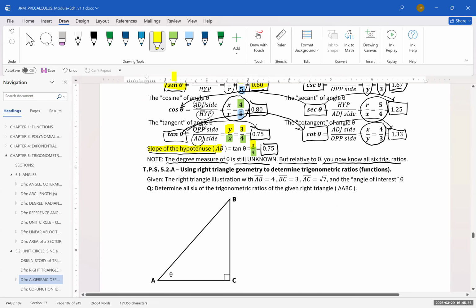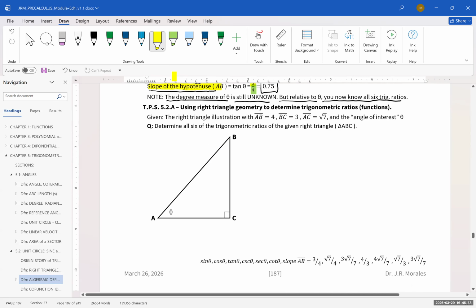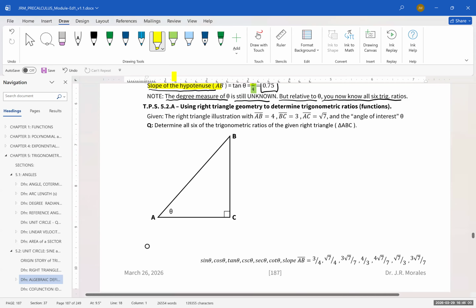Okay, let's move on to the think-pair-share. This is where I would hand this over to my class. They do a student-centered activity where they work together and use my previous example as a model. So I would like you to do the same. Go ahead and pause the video now and try this on your own.